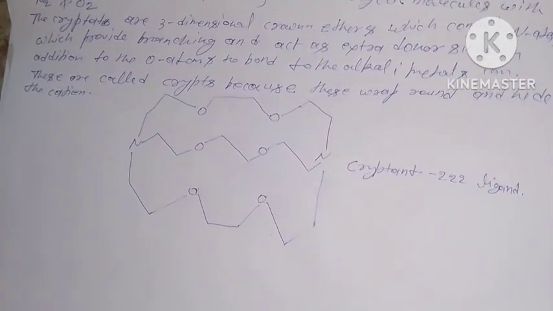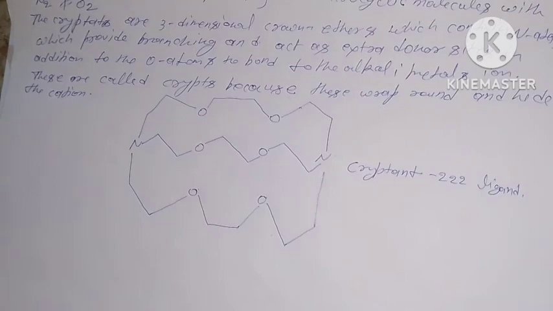Then the cryptates are three-dimensional crown ethers which contain nitrogen atoms, which provide branching and act as extra donor sites in addition to the oxygen atoms to bond to the alkali metal ions. These are called cryptates because they wrap around and hide the cations. The cryptate 222, you can see in this figure.